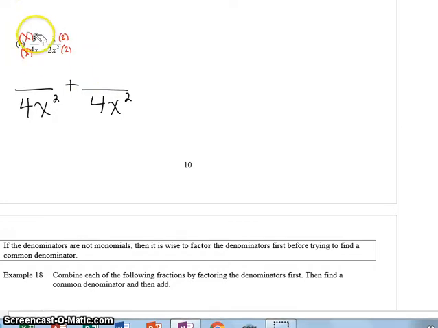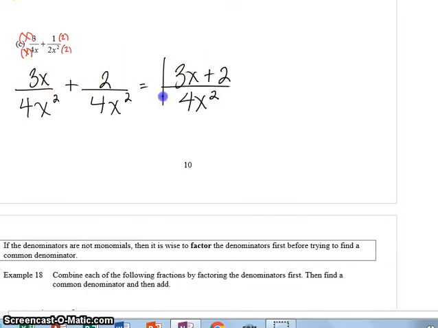So now my new numerator is 3 times x, which is 3x. And the other numerator on the right side is a 2. So you keep and carry 4x squared. And then 3x plus 2 doesn't combine, so you just leave it 3x plus 2. All done. Okay? Remember, this is a marriage, so you can't cancel the 2 and the 4, the x and the x squared, so you're done.